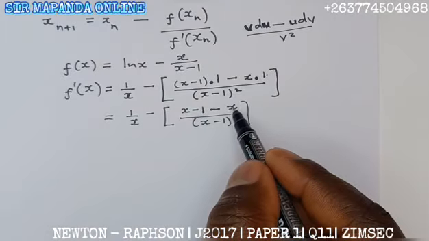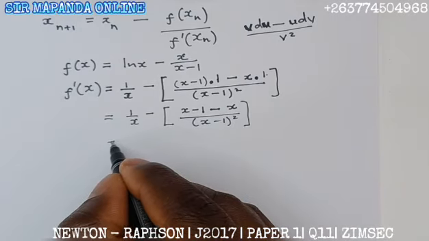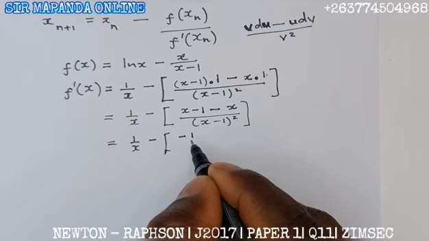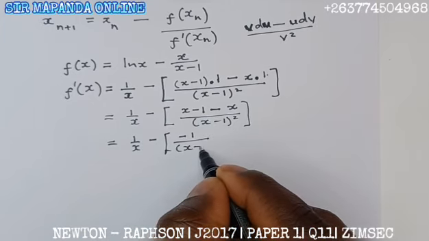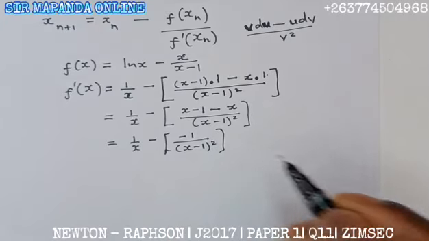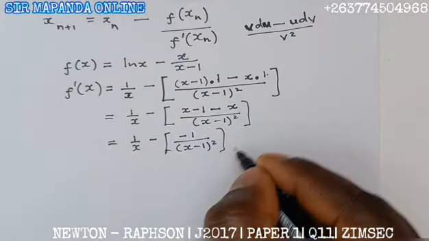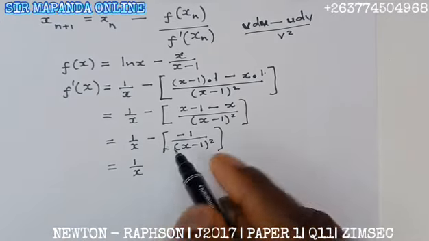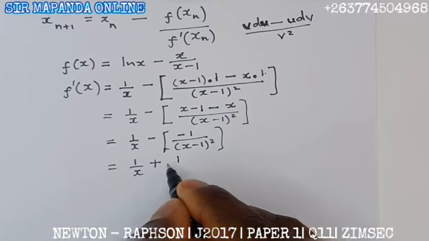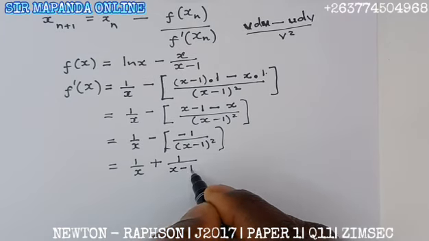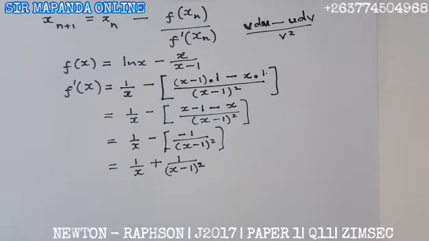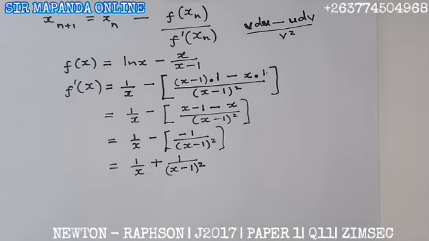So x minus x, they give you 0. You are going to be left with minus 1 over x minus 1 squared, something like this, giving you 1 over x, minus and minus, they give you plus 1 over x minus 1 squared. So this is the derivative. I hope you are following class, right?